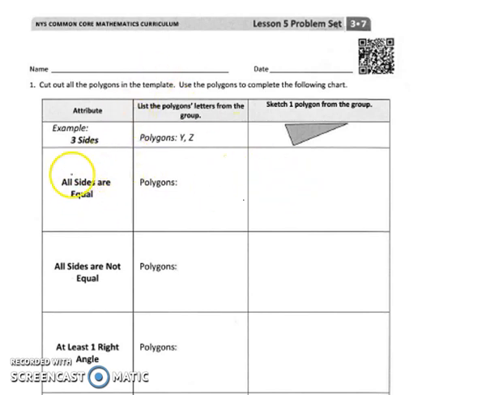So all sides are equal means you're going to go measure and make sure all the sides of that shape are equal. The minute you find one side that does not equal the other, that shape is out, and you're going to need that for the next one. So you can kind of do the first 2 at the same time.